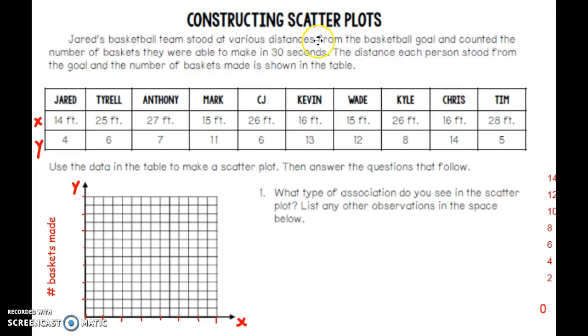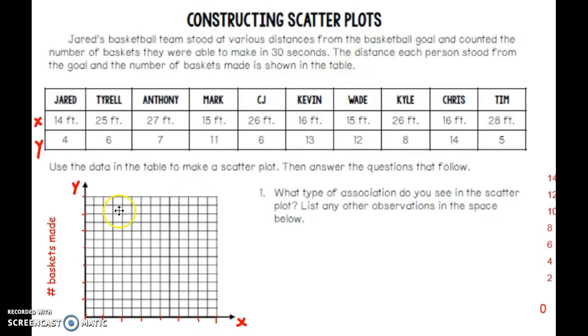Okay, so the first thing about constructing scatterplots is you're going to have two variables. In this case, Jared's basketball team stood at various distances from the basketball goal and counted the number of baskets they were able to make in 30 seconds. The distance each person stood from the goal, which is our top information here, we're going to use as our x variable, so label that x. The other information that was recorded is the number of baskets made in the table, and that's going to be our y coordinate. So the first thing you always want to do when you're given information is make sure you label who's x and who's y.